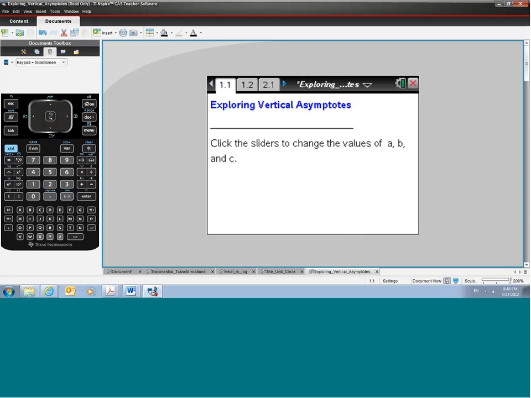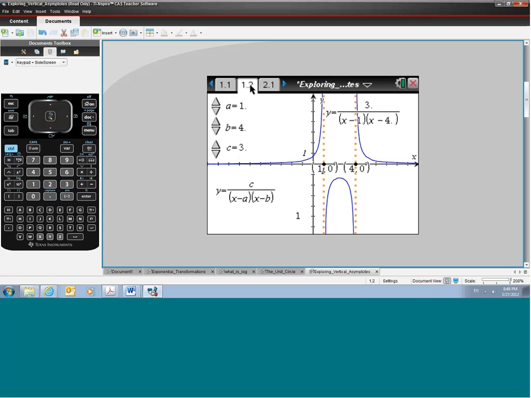Okay, very good. One more activity here, exploring vertical asymptotes. Again, the philosophy of so many of these documents as they were designed is to allow the students to make a hypothesis, take an action on a mathematical object, observe the consequences of that mathematical action, and based on that, try to come to an understanding of the math underneath it. So we want to look at vertical asymptotes.